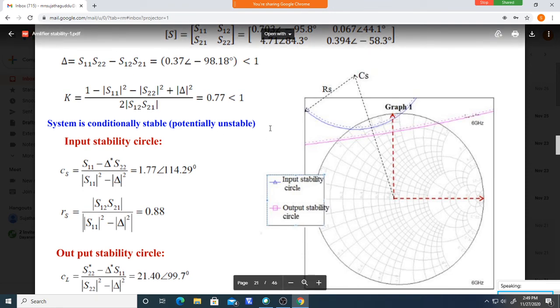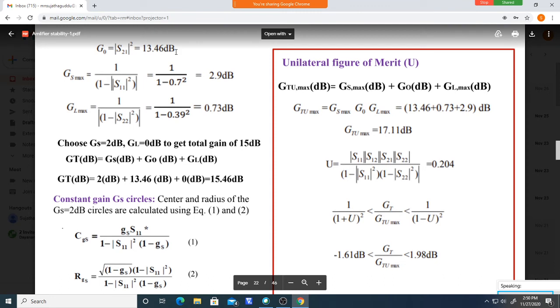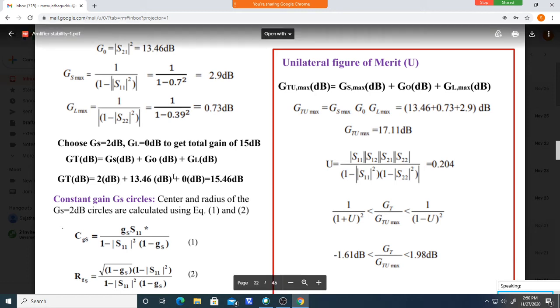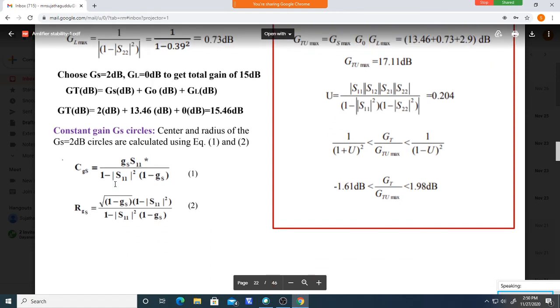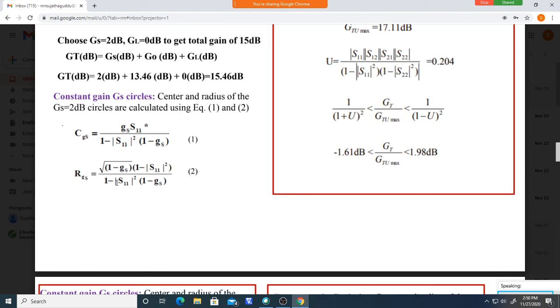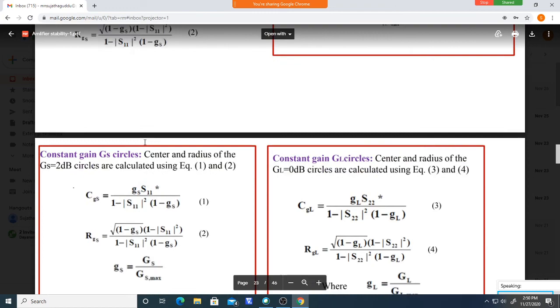And after that what we do, we have to get the required gain. 15 dB needed, but G naught gives only 13 dB. 2 dB we want, so we designed the input matching network and output matching network to get 2 dB and 0 dB. Okay, you will be getting 2 dB only for a particular value of ZS. So you should find out what those ZS values are. That's why we are drawing the input gain circle, the 2 dB circle that we have drawn.